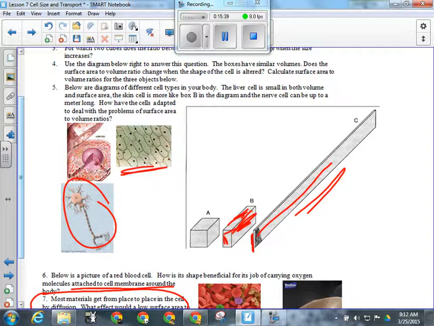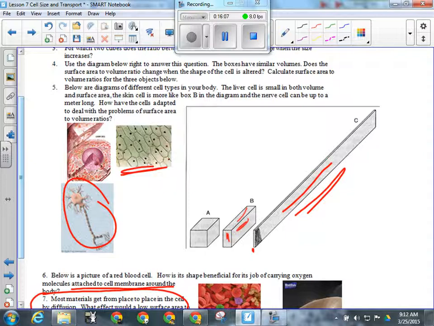Now, something you need to be aware of. They're not cubes. Well, this one is, A is, but B and C are obviously not cubes. So you'll have to calculate the surface area of this side, and since the bottom is the same, multiply it by 2. The surface area of this side, and the other side is the same, so multiply it by 2. Surface area of this side, multiply it by 2, and add them all together. That will give you the total surface area of that shape.